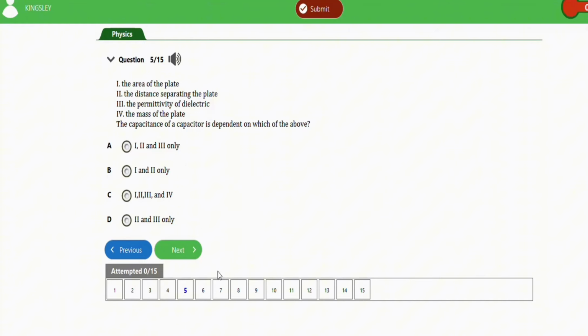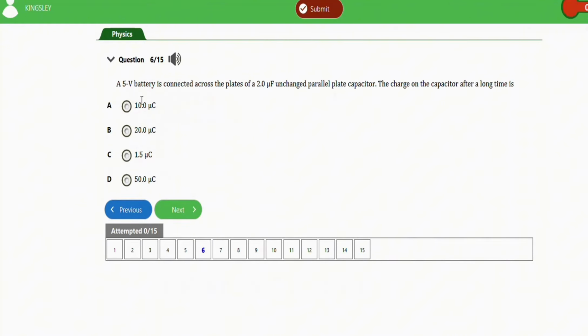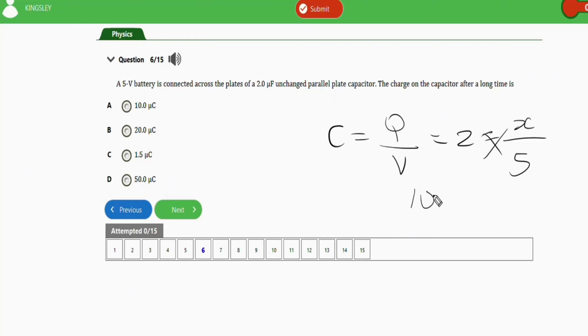The next question will be this one. It says, a 5-volt battery is connected across the plates of a 2 microfarad uncharged parallel plate capacitor. The charge on the capacitor after a long time is. So for this particular question, all you need is to employ the formula. The conventional formula you can use is capacitance of the capacitor equals the charge over the voltage. So in the question, we have the capacitor to be 2 microfarad, that's 2 equals, we are looking for the charge, let's call it X, over the voltage, which is 5. It's as simple as this. When we cross multiply, we're going to have 2 times 5, that's 10 microcoulombs. Okay, that's option A.